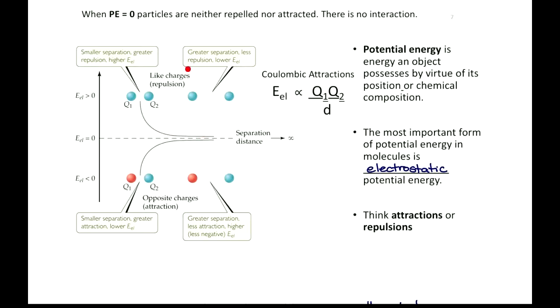We actually will rarely talk about this top part of the graph. We will mainly be concerned about the bottom part where particles are attracted. That describes the majority of scenarios in chemistry. So we'll mainly be thinking about attractions.